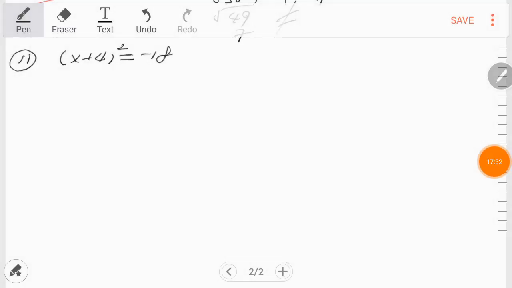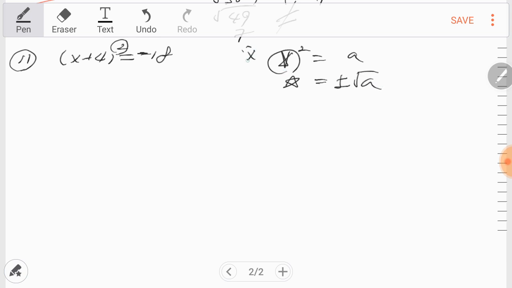Okay, number 11, this is a complex solution because something squared is negative. Since something squared is negative, we know that the solution is a complex number. So let's get rid of this power of 2. If you remove the power 2, for example, something squared is equal to a, then the base is equal to what? Plus or minus square root of a. So we're going to use this property.